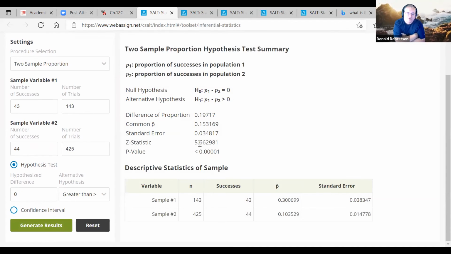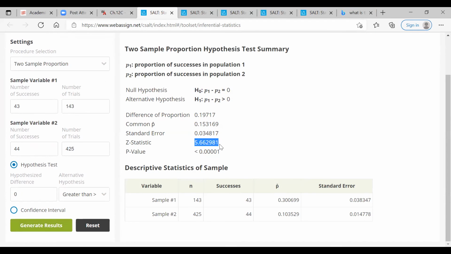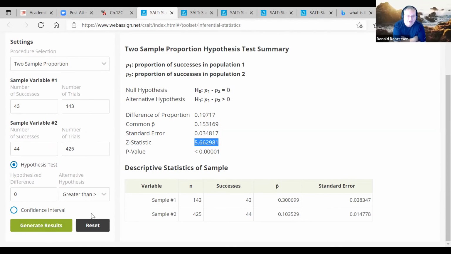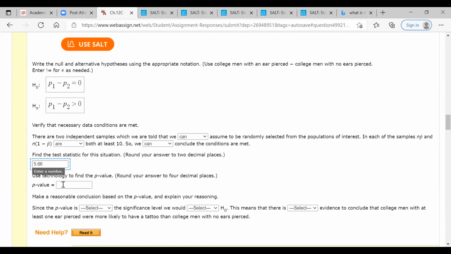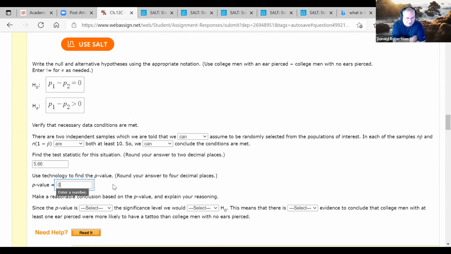Right, and then generate results. And there's your test statistic. And your p-value is virtually zero, isn't it? It's tiny. Can I just type in 0 like that? Does it have to be 0.0000? Technically, but I think it should take 0.